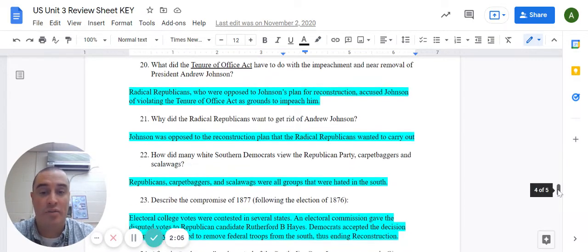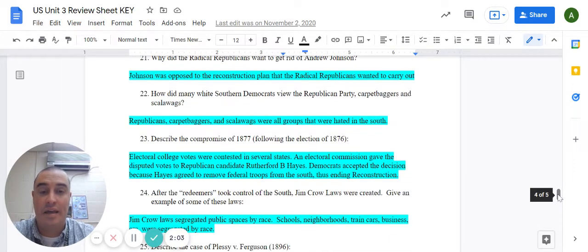21, why did they do this? Why did the radical Republicans want to get rid of Johnson? Again, he was opposed to the radical Republicans' plan for Reconstruction. Johnson's plan was much more lenient on the South. The radical Republicans in Congress wanted to punish the South.